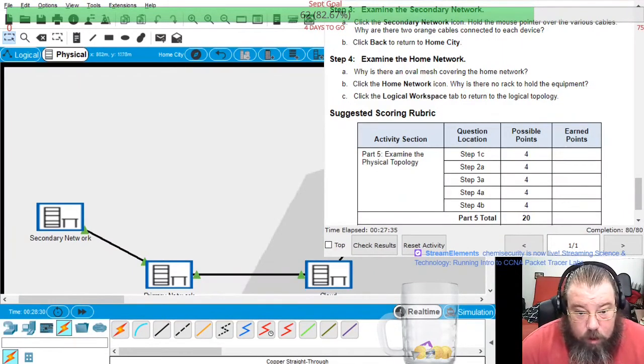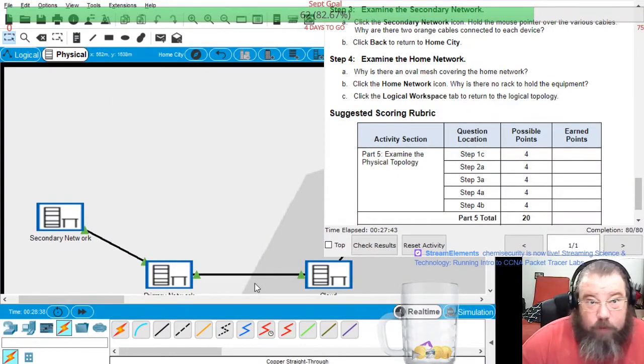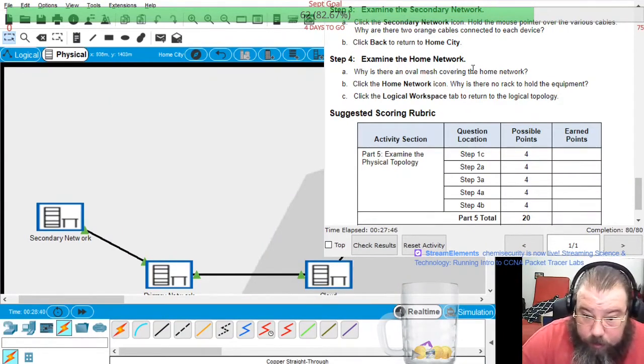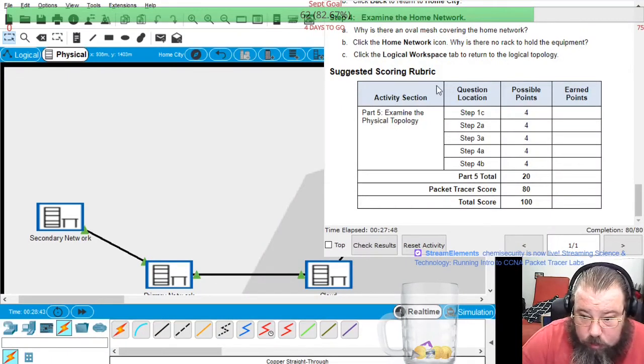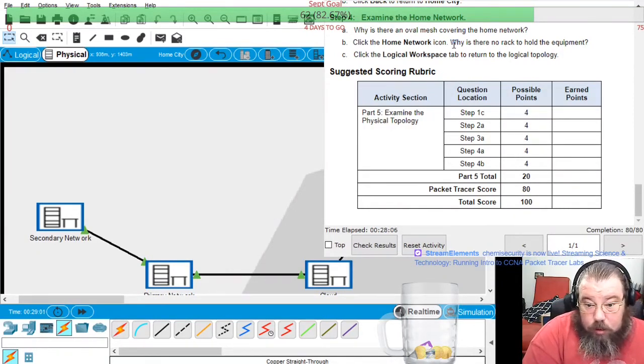There should be an oval mesh covering the home network, and that would signify the Wi-Fi. And home networks are home, so they typically don't have racks. Racks are usually designated for larger switches. So yeah.